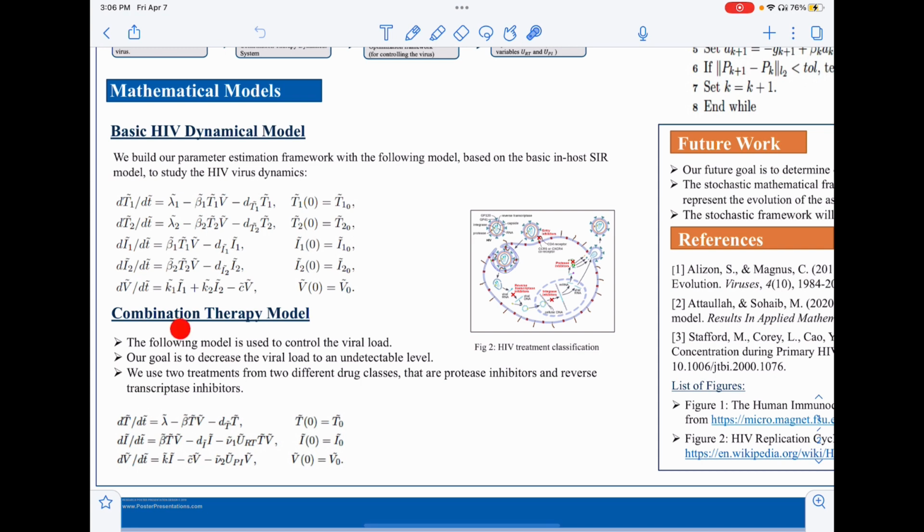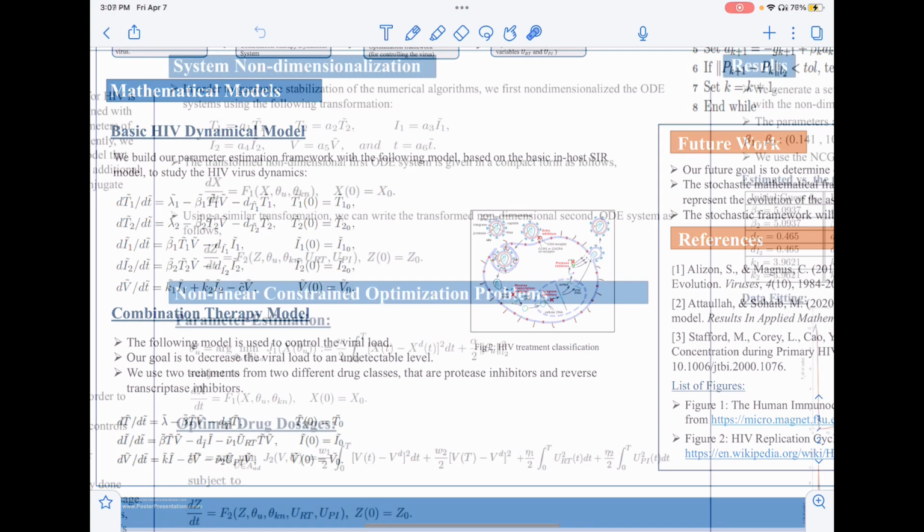We also use the combination therapy model, where T tilde, I tilde, and V tilde represent the healthy cells, infected cells, and virus, respectively. We also have U tilde RT and U tilde PI, which represent the treatment.